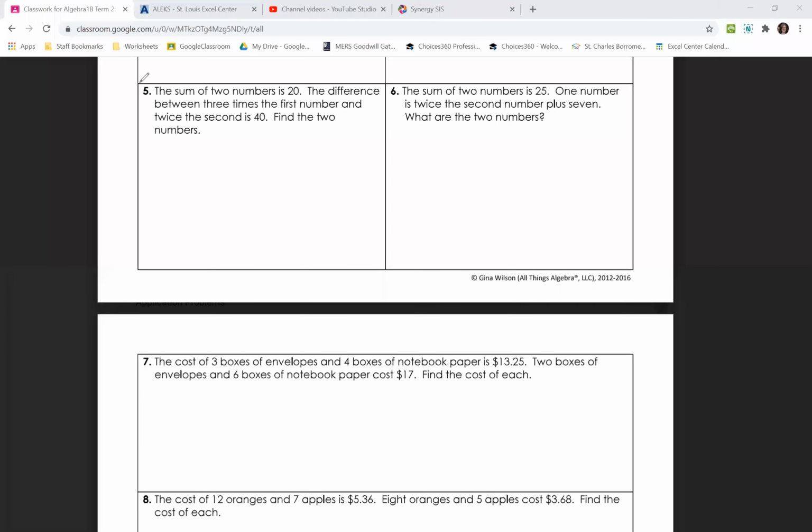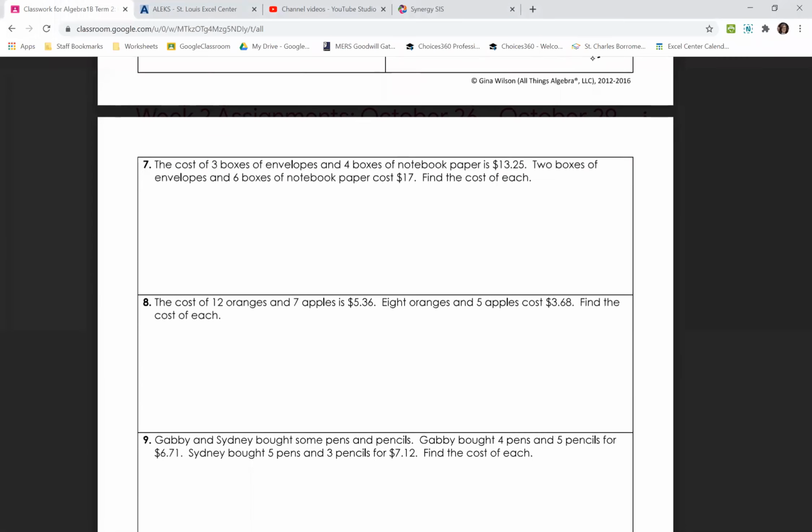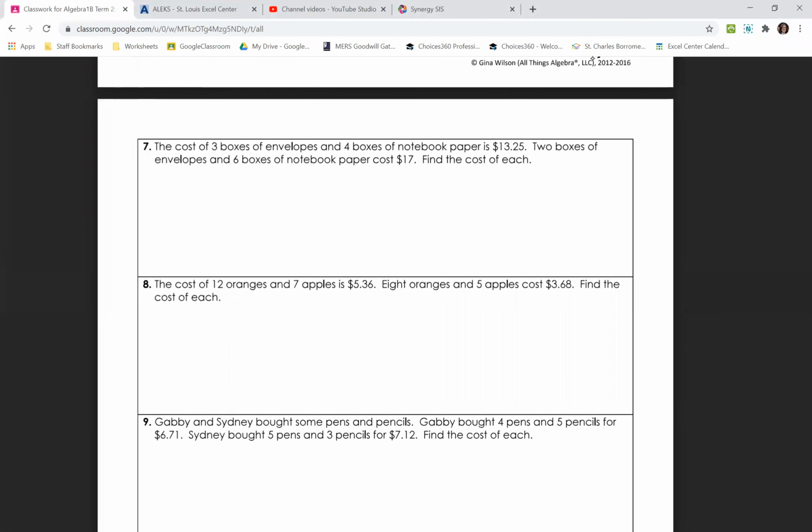Okay, guys, we are going to skip 5 and 6, so you do not have to do those. Like I said, there's a lot of problems on here, and I don't want us to spend all day doing these. I know you got other classes. So let's go ahead and look at 7 and 8, okay?